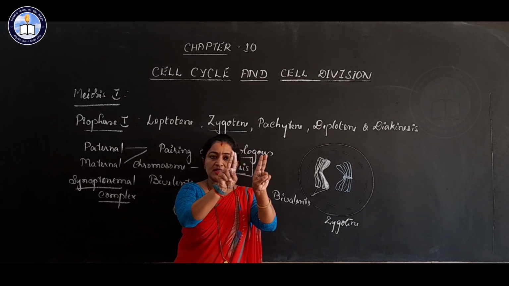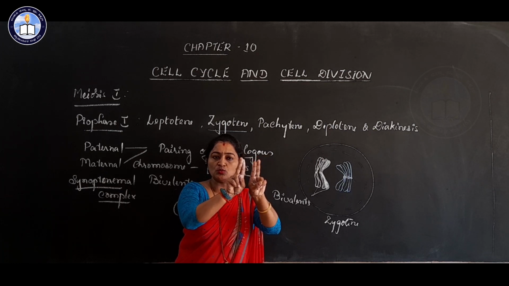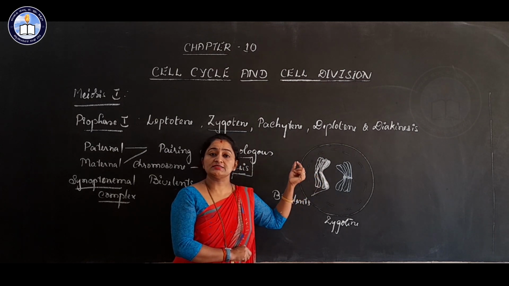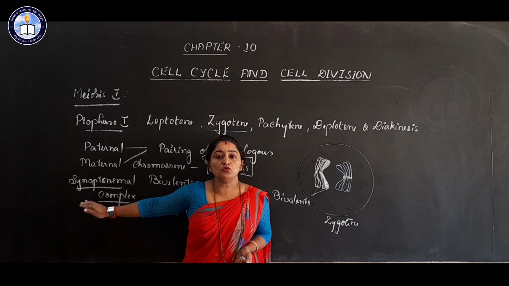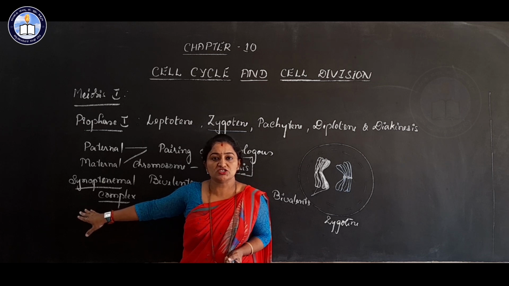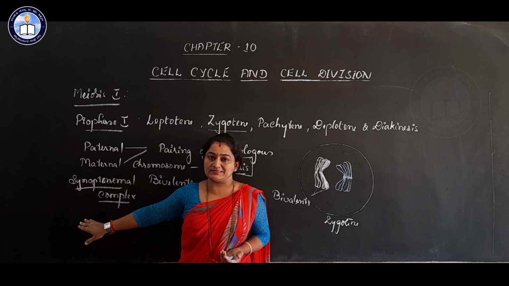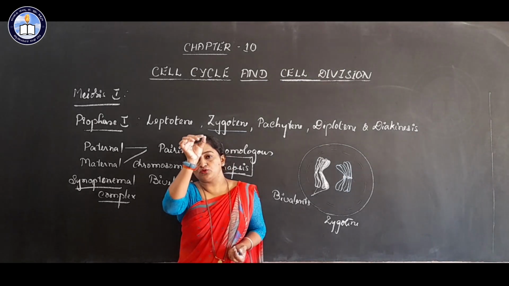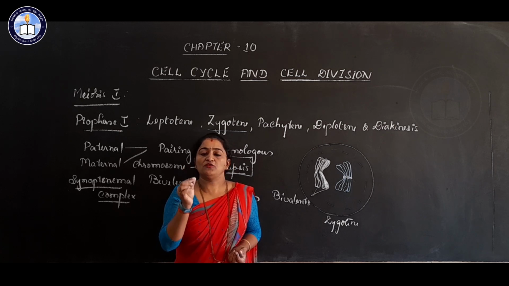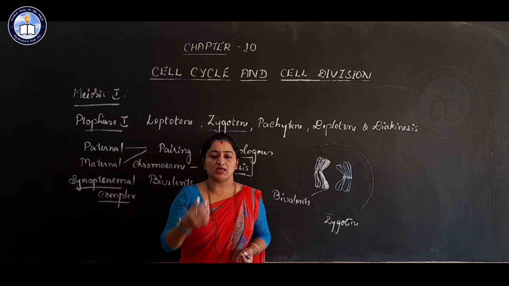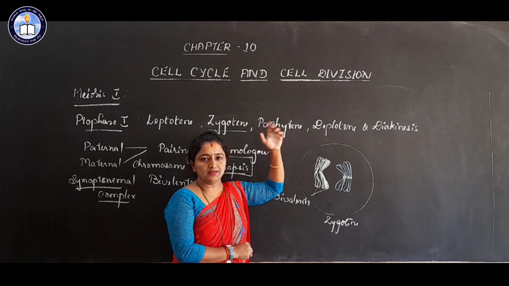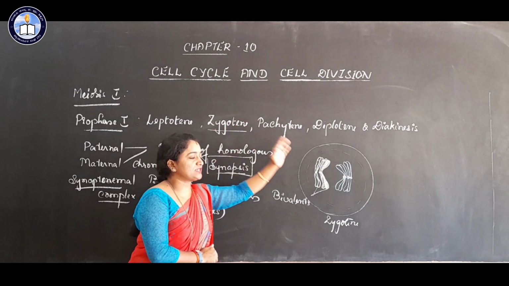These two come close, and the pairing of these two chromosomes is synapsis formation. That synapsis is due to the synaptonemal complex. Between two homologous chromosomes, a proteinaceous structure called the synaptonemal complex forms in the middle. In that synaptonemal complex, a recombination nodule forms which helps in recombination. The recombination that takes place in pachytene, we will discuss later. This is about the zygotene stage.